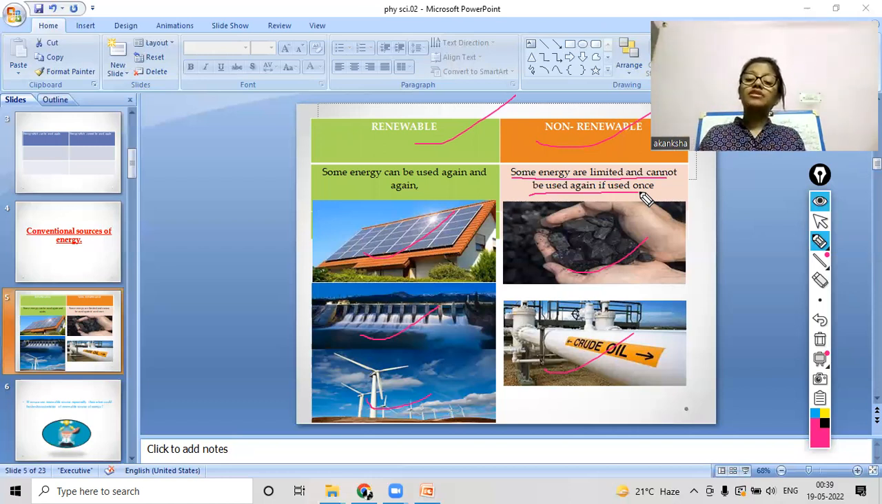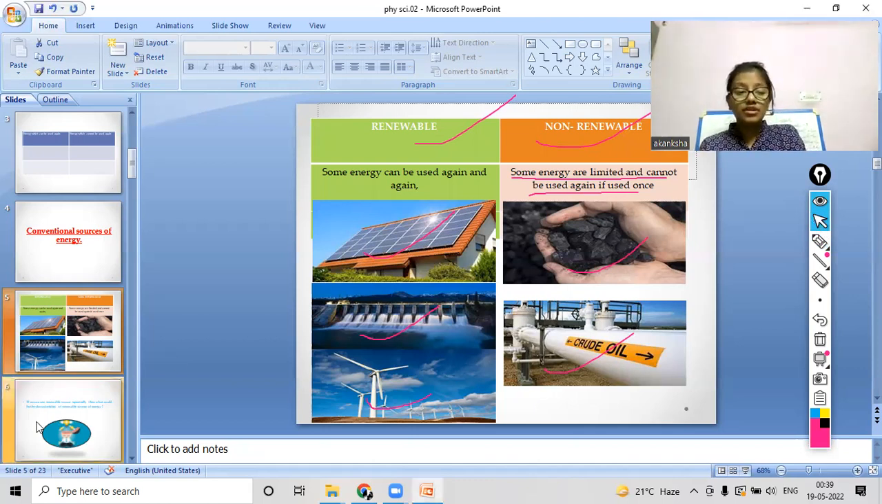Why? Because after some time, if we are not using it carefully, they will all be finished. So this is one of the main reasons for using these energy sources carefully, right? So yes, this was all about the conventional sources of energy, renewable resources of energy and non-renewable resources of energy. Now let's move to the curiosity question.